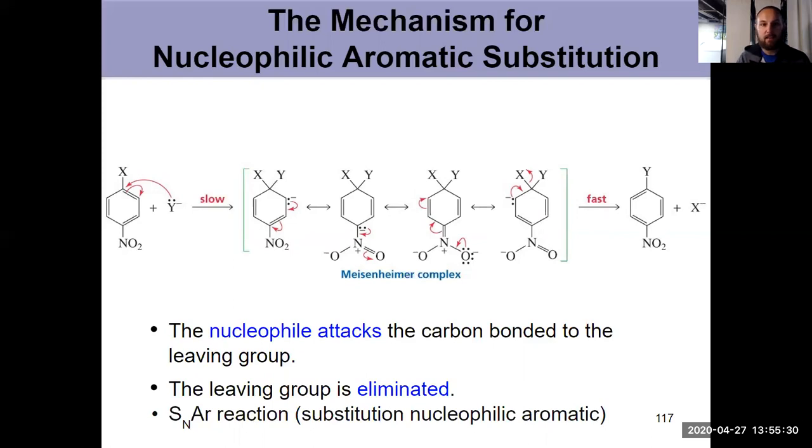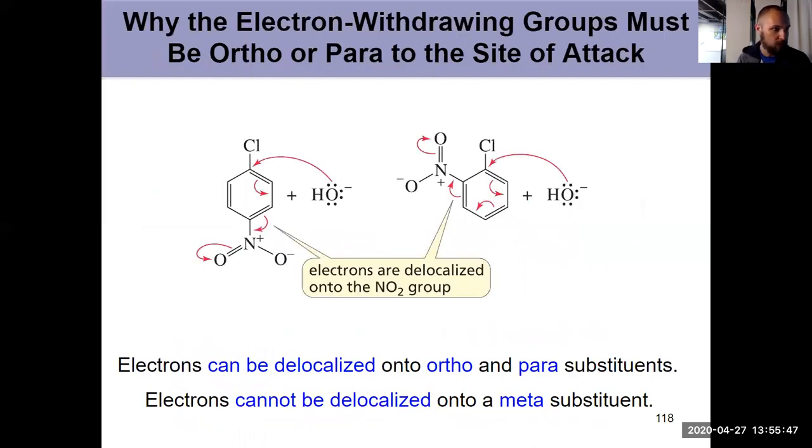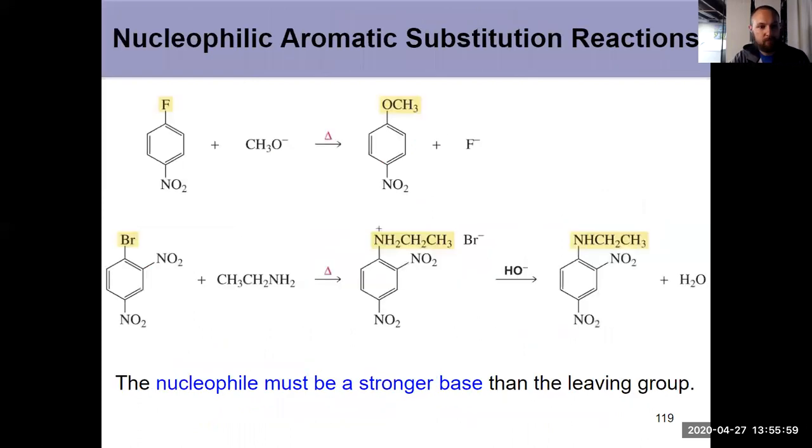And keep in mind that the incoming nucleophile, Y in this case, has to be a stronger base than the substituent X that it's replacing. Because just like we've always said since the beginning of the semester, you can only ever eliminate a weaker base, right? Weaker base, better leaving group. And this talks about why it has to be in the ortho or para position, because as you saw on the previous slide, that's the only way for our electrons to be delocalized and be more stable. It doesn't happen if you're in the meta position.